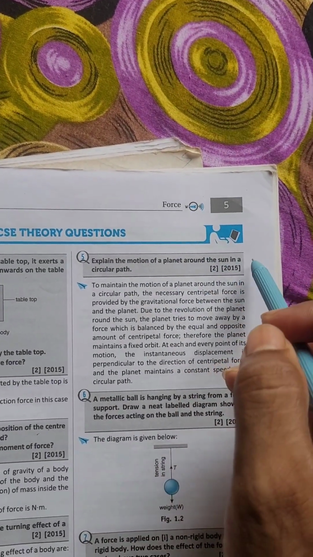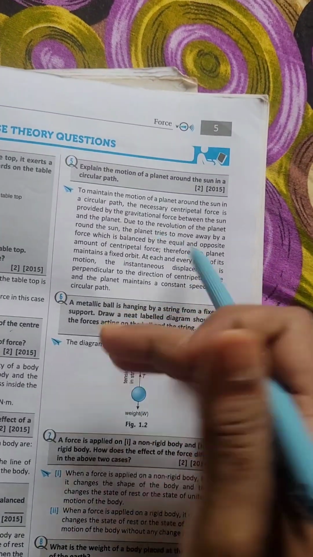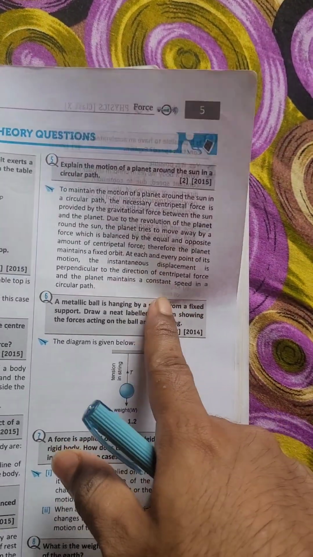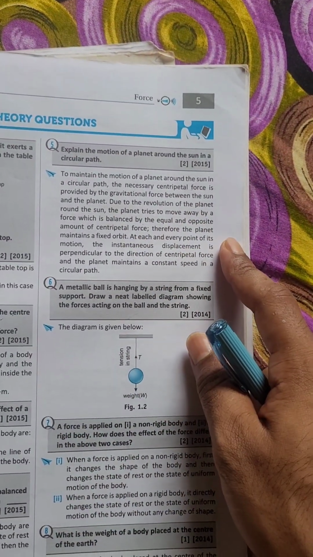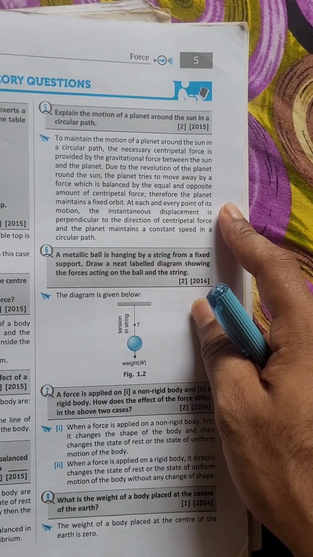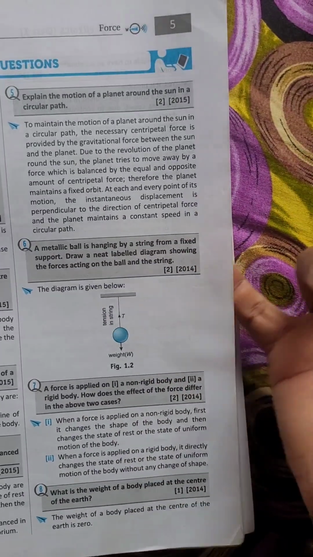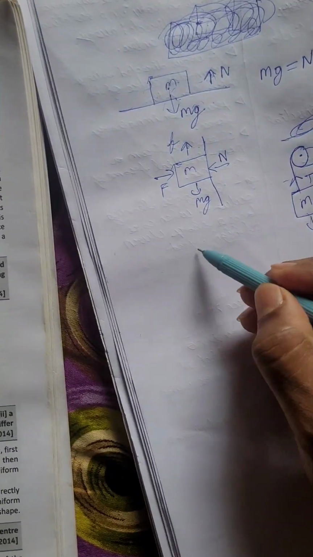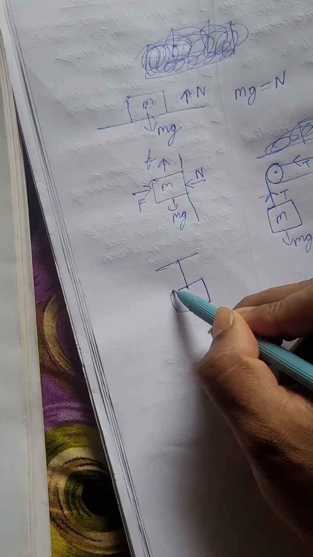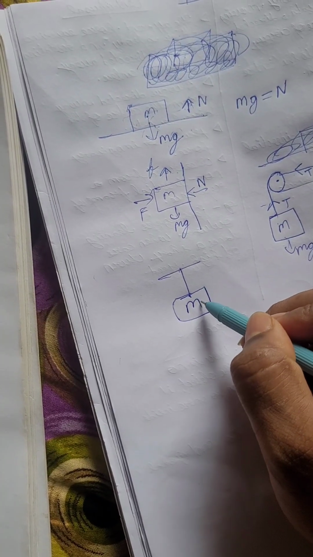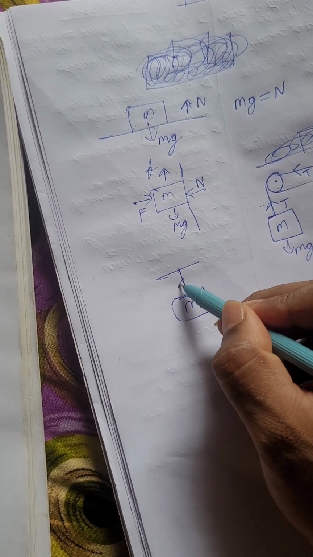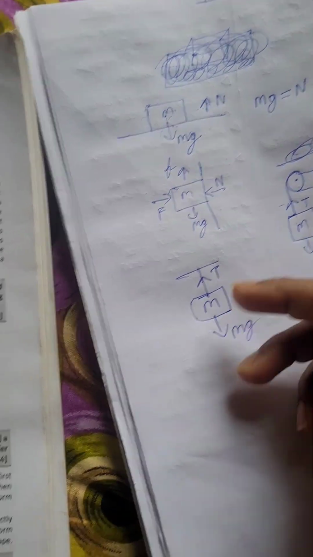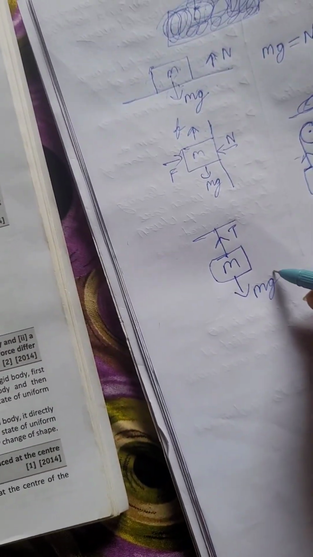Explain the motion of a planet around the sun in a circular path. It's due to the centripetal force. See, centripetal force. You have to just describe the thing. A metal ball is hanging by a string from a fixed support. You have to draw the FBD. I have drawn it before, I think. No, let's see, I'm doing it here. It is a ball of mass m or a block, whatever it is. The tension and mg, it's balanced. Mg means the weight.